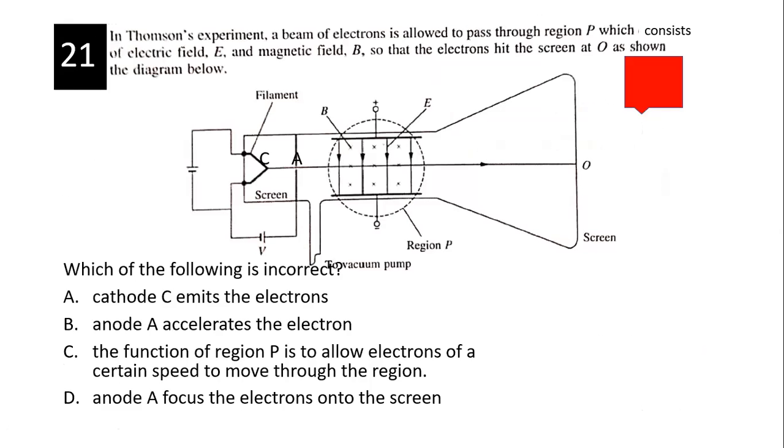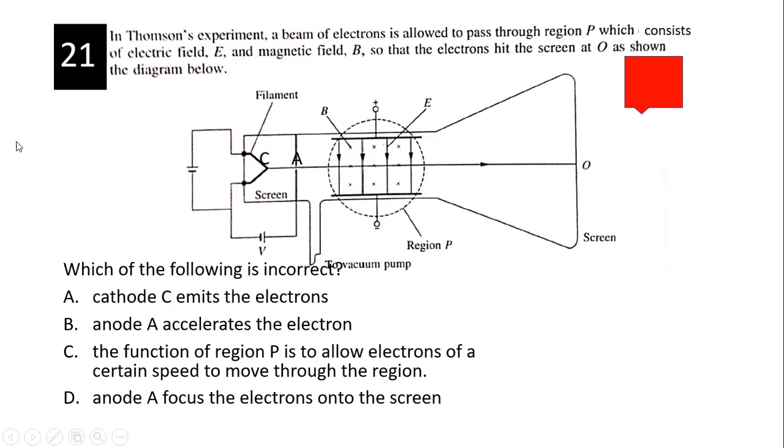Right? This one, I don't know why you still don't know yet. Thomson's experiment. A beam of electrons is allowed to pass through region P, the circle there, which consists of electric field E and magnetic field B, so that the electrons hit the region at O as shown in the diagram below. Which of the following is incorrect?